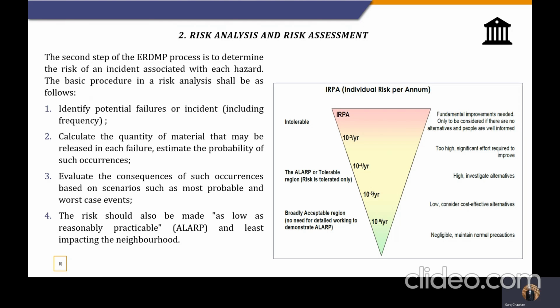If IRPA is 10 power minus 4 per year, it is high and we have to investigate alternatives. If it is 10 power minus 3 per year, it is too high and we have to make sufficient effort to improve it. Now, if it is greater than 10 power minus 3 per year, then it becomes an intolerable risk and fundamental improvements are needed.